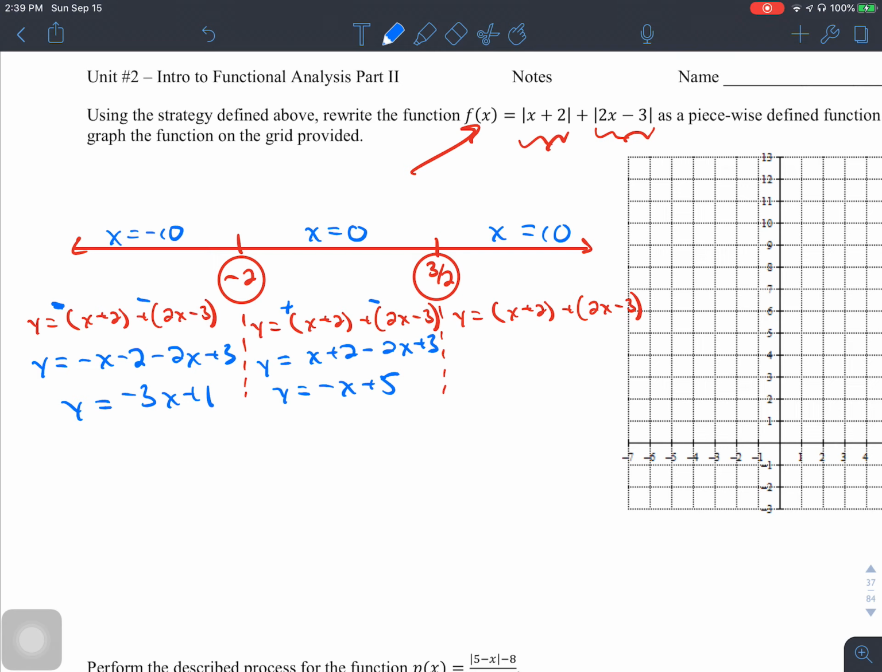For this last interval, if I put a 10 in, I'm going to get a positive. If I put a 10 in the next one, it's also going to be positive. So y equals x plus 2 plus 2x minus 3. Combine like terms. We get y equals 3x minus 1.